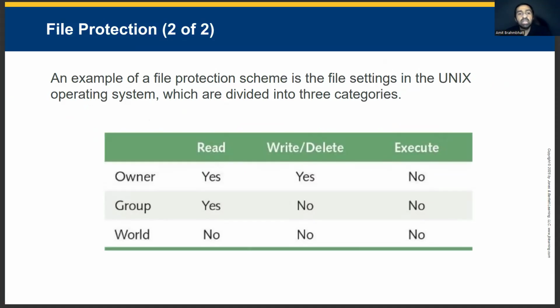Here we see Unix style permissions divided into three categories: owner, group, and others. Each category has permissions for reading, writing, or executing a file. This structure provides flexible control while ensuring system security.